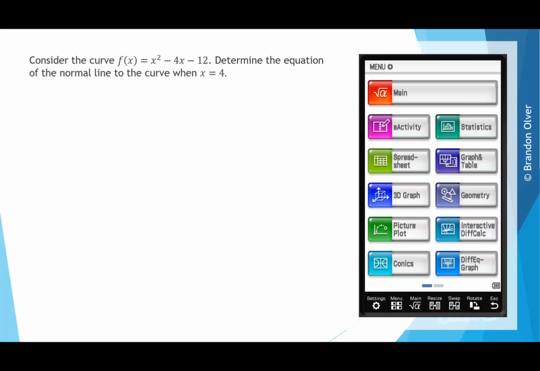Consider the curve f of x equals x squared minus 4x minus 12. Determine the equation of the normal line to the curve when x equals 4.